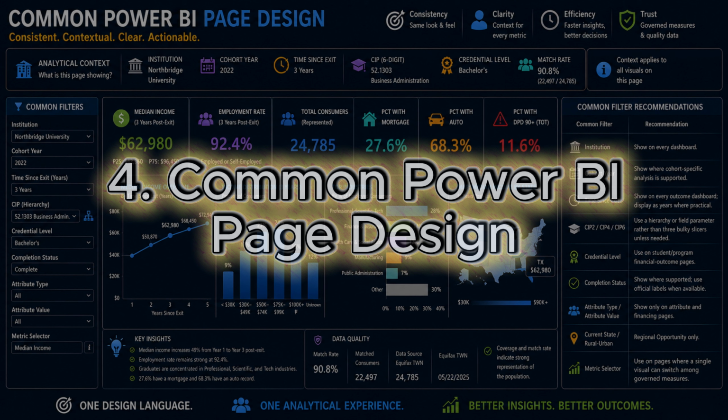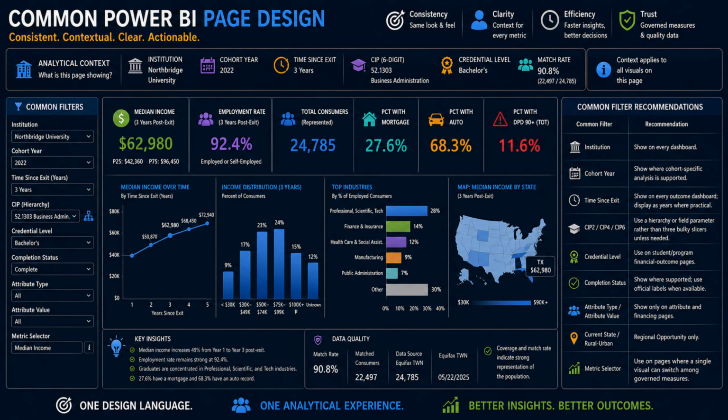Common Power BI page design. Every page should follow a consistent enterprise design language. A clear title and context strip at the top, compact synchronized slicers, no more than 4 to 6 KPI cards, 2 to 4 analytical visuals, and a concise insight or data quality panel at the bottom.